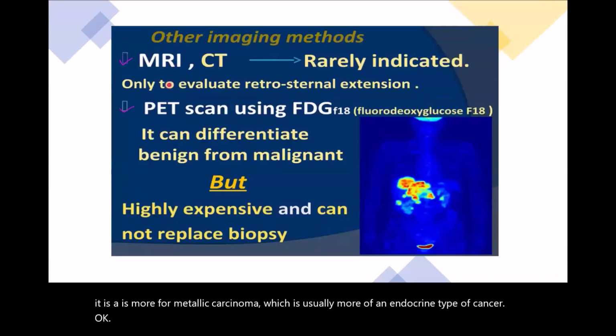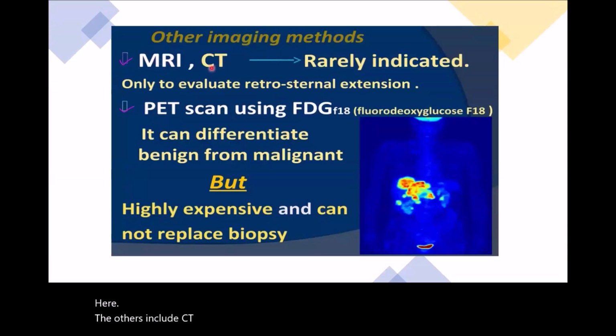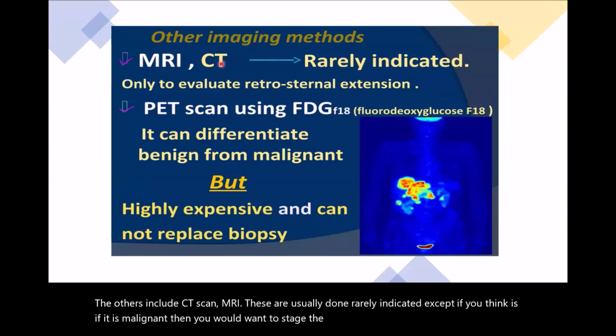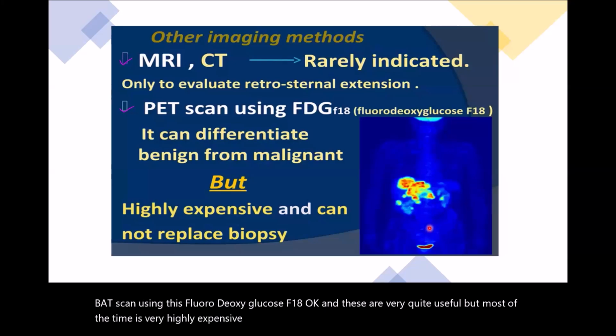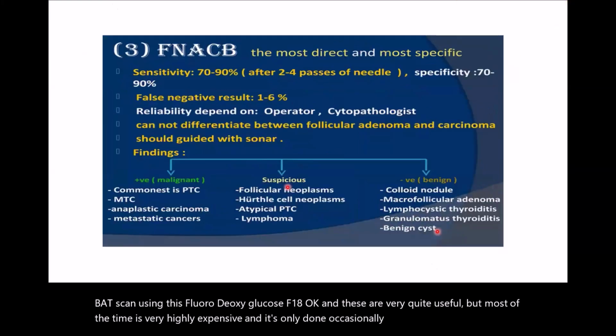Here, the others include CT scan and MRI. These are rarely indicated, except if you think it is malignant, then you want to stage the disease, so you do a CT scan. PET scan, using fluorodeoxyglucose F18, is quite useful, but most of the time it is very expensive and only done occasionally, when necessary.